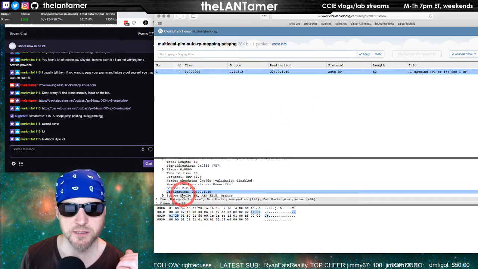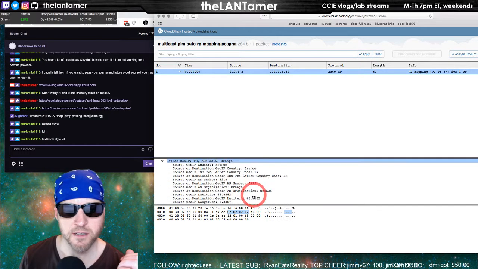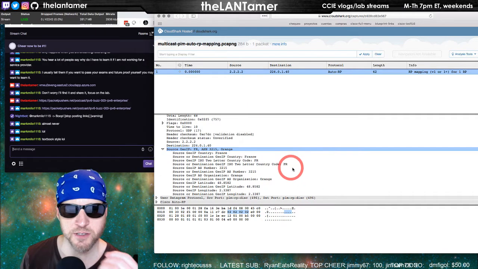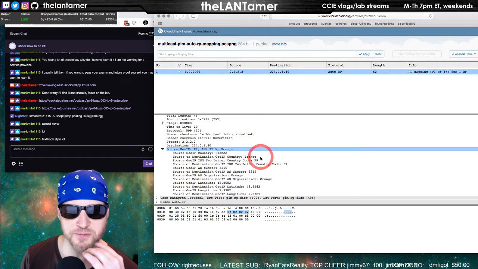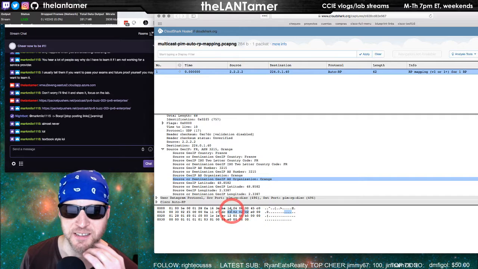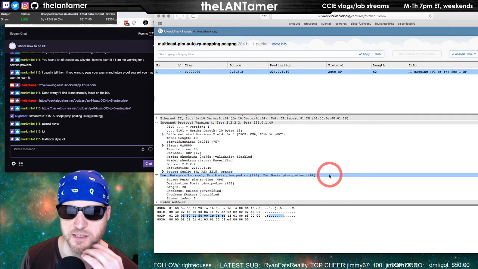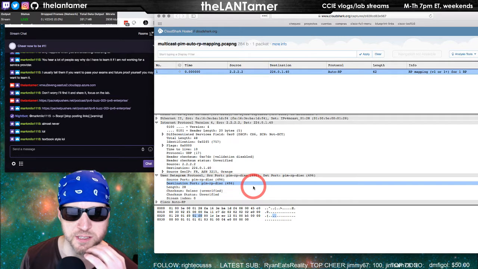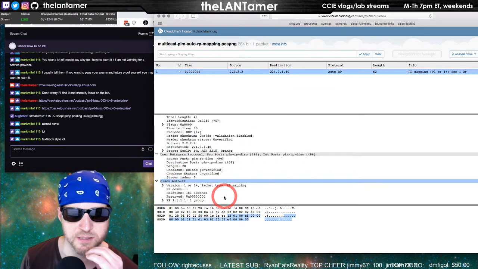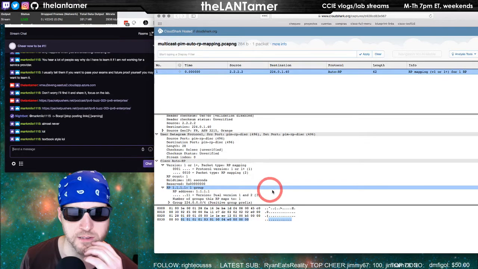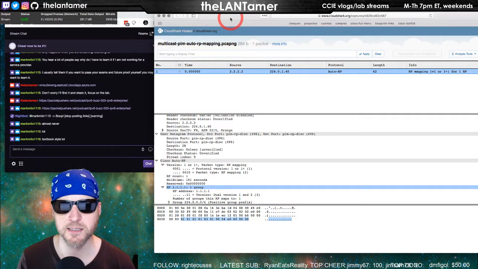Source, destination. I find it interesting how Wireshark or CloudShark is interpreting these fields. GeoIP France, ASN number 3215. Yeah, I think you might be misinterpreting those bits there, folks. UDP, this I do not know. UDP 496. I'm a little skeptical of that.